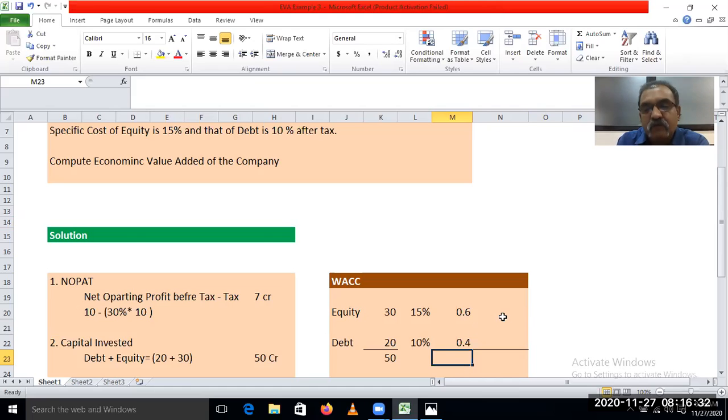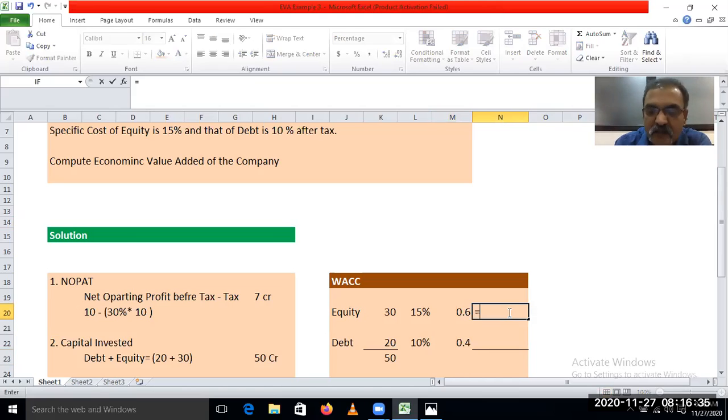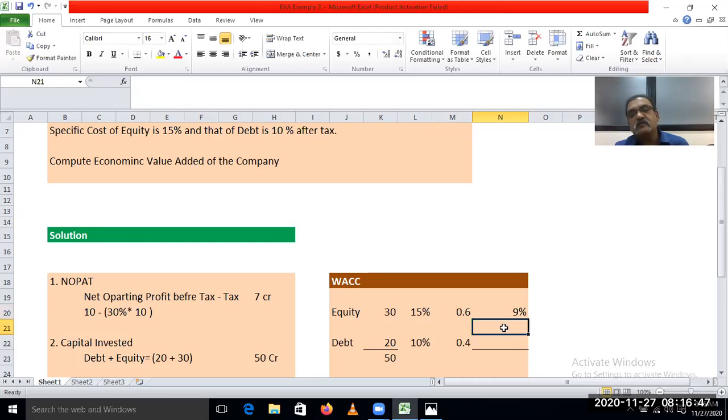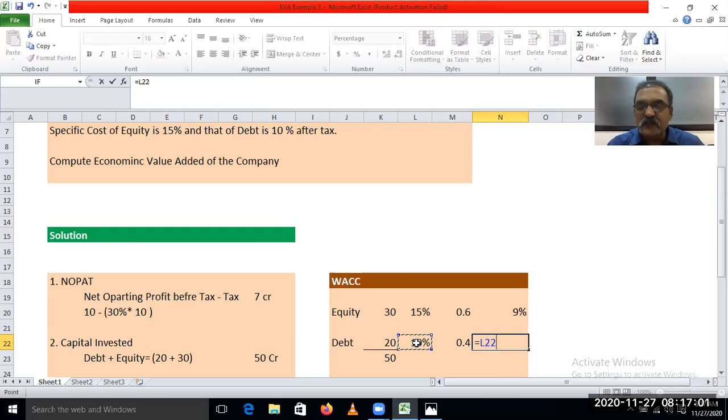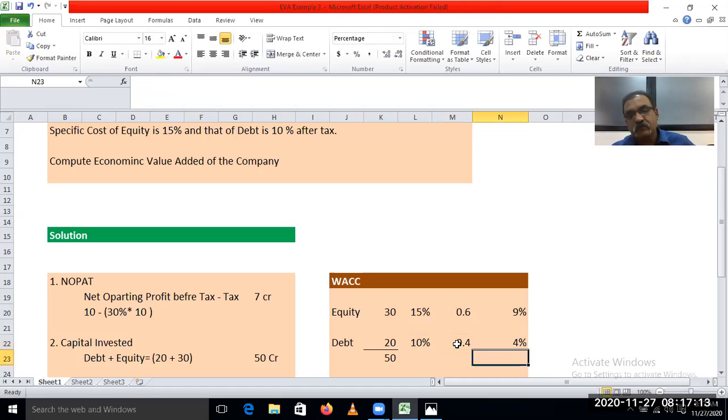Now what we want? We want the weighted cost, and which is very easy. Weighted cost is equal to specific cost 15% into weight of specific cost, that is 0.6, that comes to 9%. What is this? 15% into 0.6, that comes to 9%. On the same line, this is for debt. Specific cost of debt is 10% multiplied by proportion of debt or weight of debt. That is nothing but 10% multiplied by 0.4, that comes to 4%.